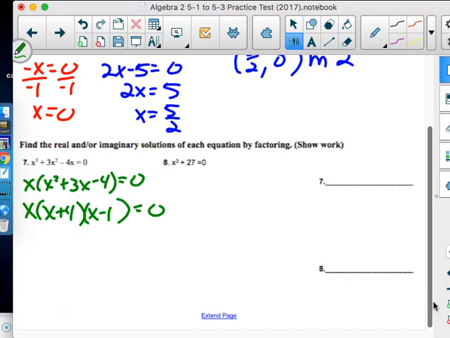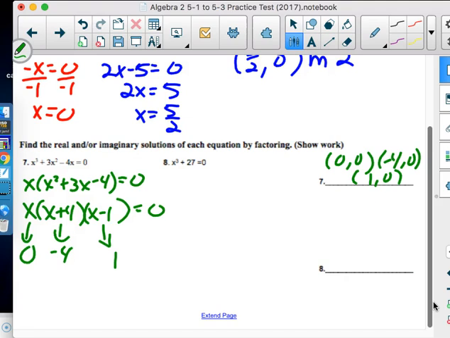What's our 0? 0. How about that one? So we'd have 0, 0, -4, 0, and 1, 0. Those would be our 3 zeros. Now, you could punch this into the calculator, make sure it crosses at 0, 0, -4, 0, and 1, 0, and then you'll be good.